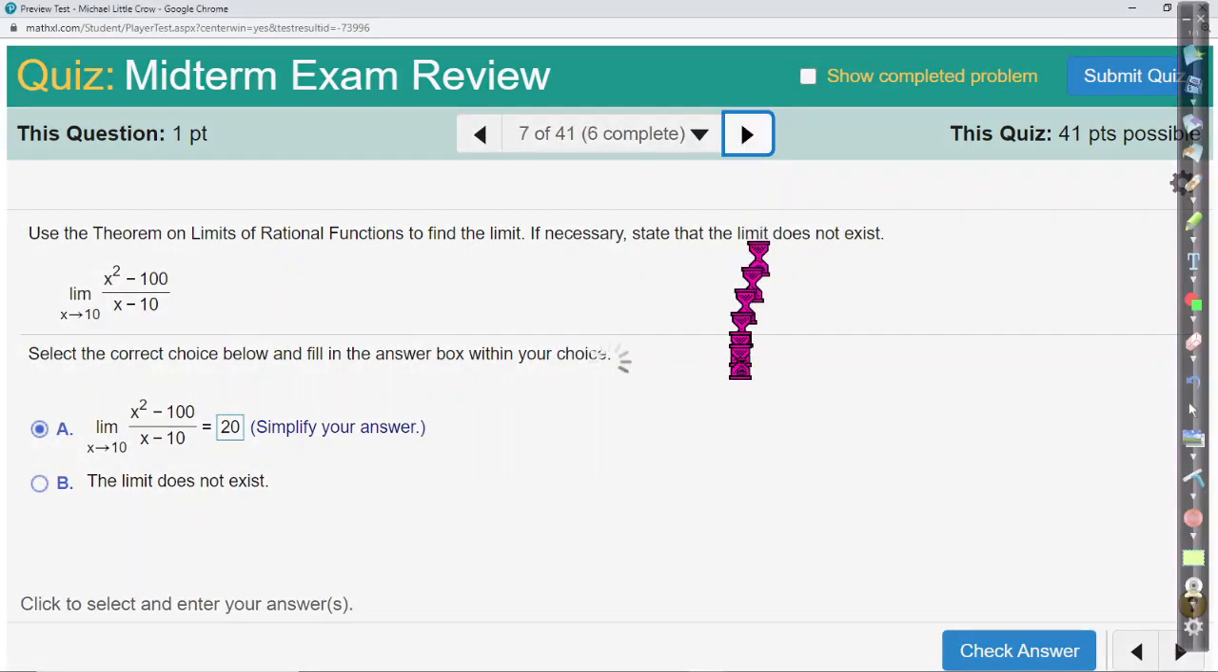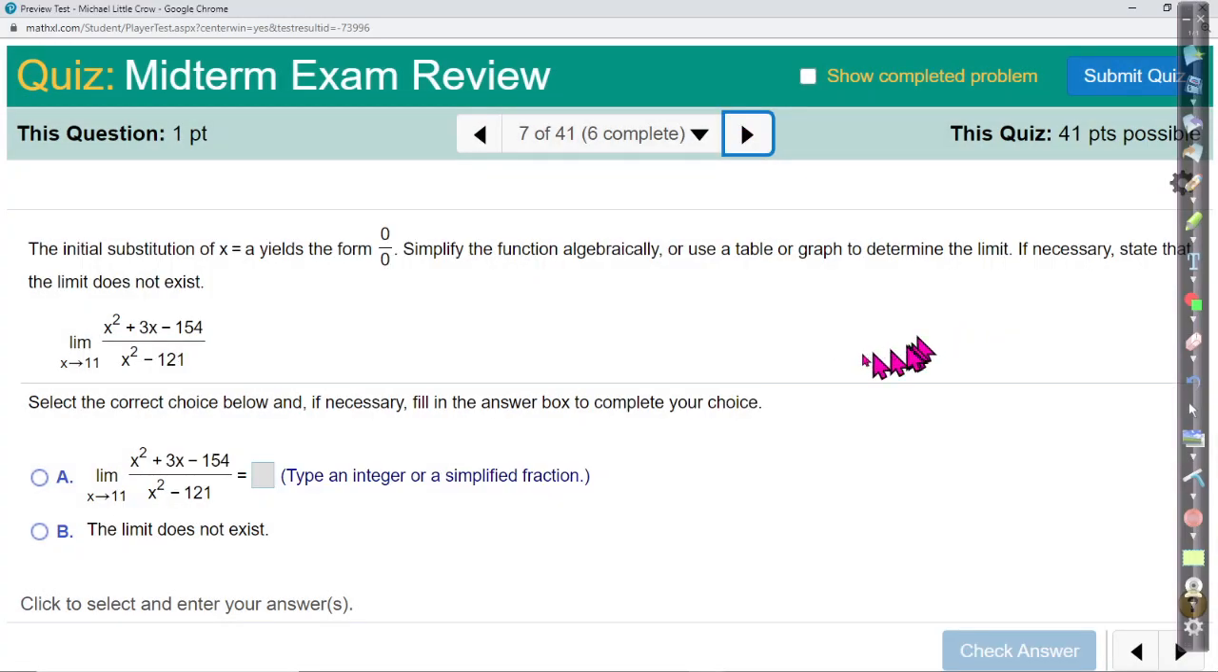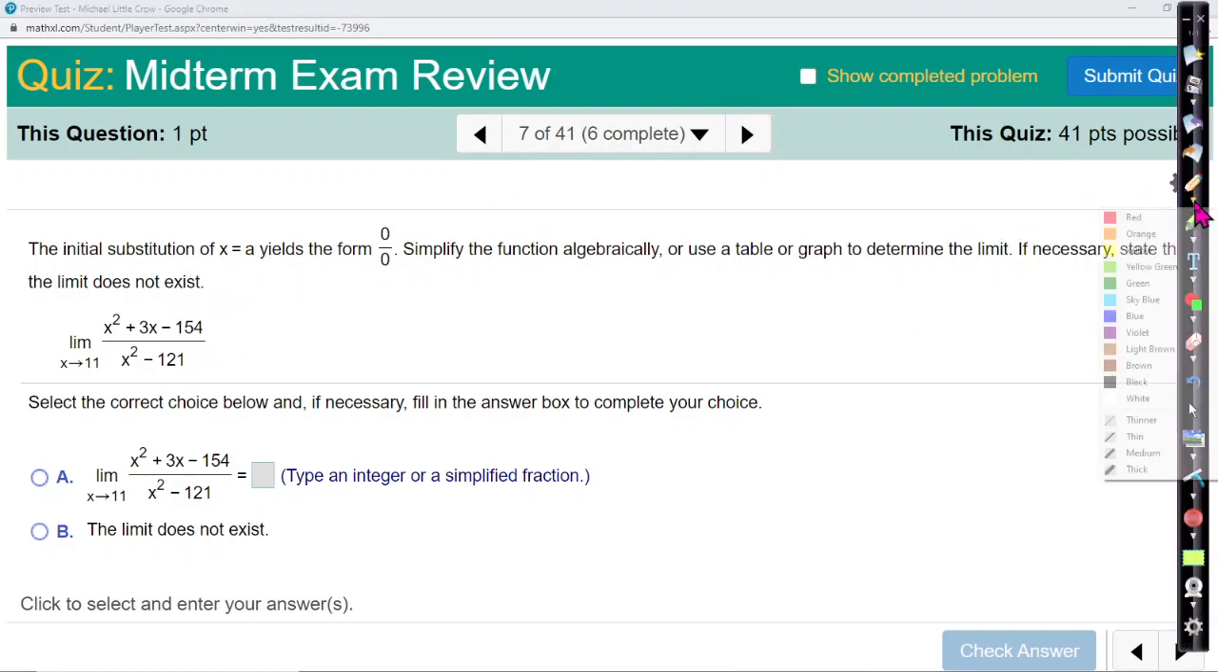Okay, let's go to 7. Whoa. Initial substitution of x yields a 0 over 0 form. So then simplify algebraically, so forth and so on. Okay, so again, you can't quite get away from plug in 11, the difference of squares, a factoring. However, again, you could look at this graphically. Just graph it. You'll be able to find that limit, just like we did the last one.